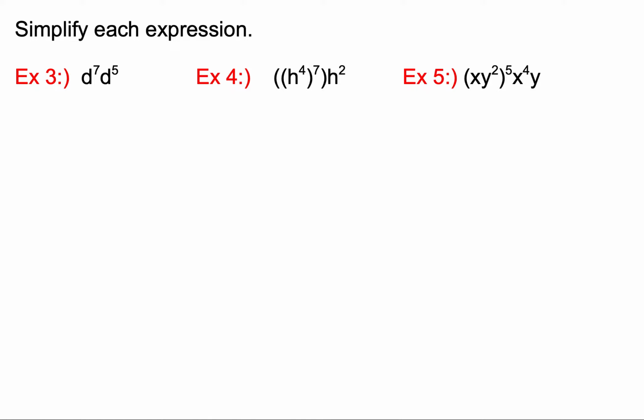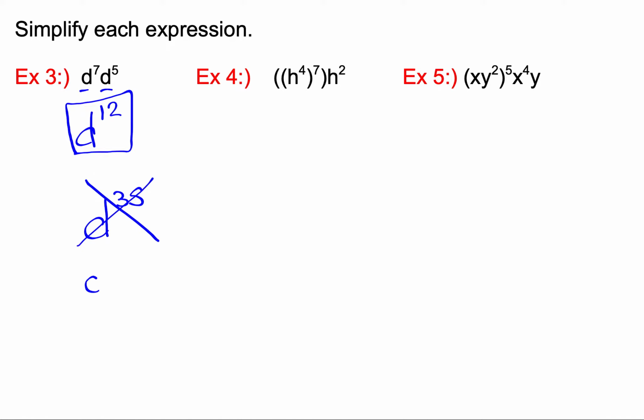So this first one, recognize that it is two powers with the same base, so we can add their exponents. 7 plus 5 is 12. This is d to the 12th. Very common mistake would be to multiply those together. That would only happen if it was d to the 7th to the 5th, which it is not. So you wouldn't do it that way.